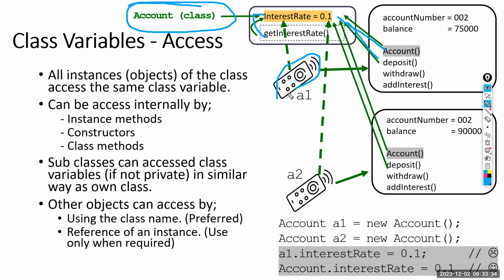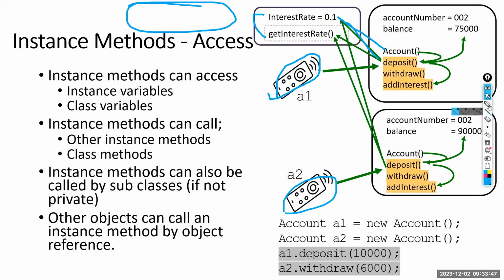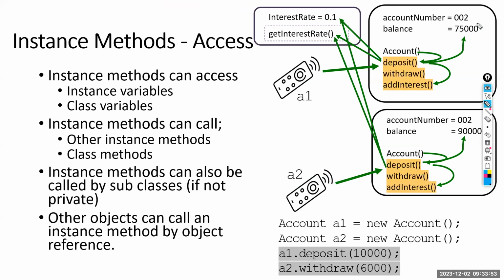You can access it using references, but that is not the best practice. And in some languages it is actually restricted. In Java, it is allowed, but not recommended. Then of course, the instance methods can be called from your references, obviously. And your instance methods have access to your instance variables and also to class variables and class methods.